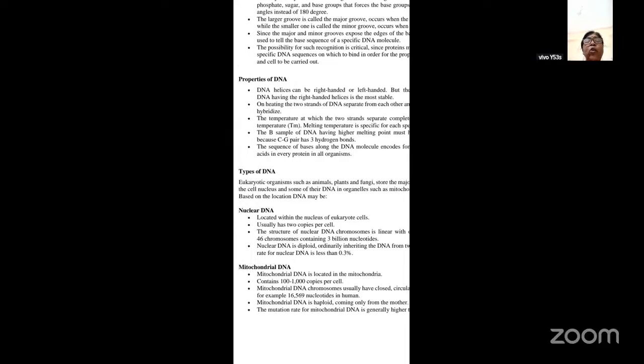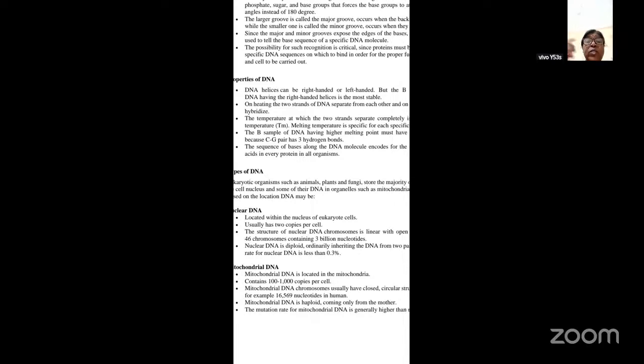Where is nuclear DNA located? It is located within the nucleus. It has 2 copies per cell, and its structure is linear, containing how much? 46 chromosomes with 3 billion nucleotides, and it is always diploid, inheriting the DNA from the 2 parent cells. The mutation rate for this is less than 0.3%.